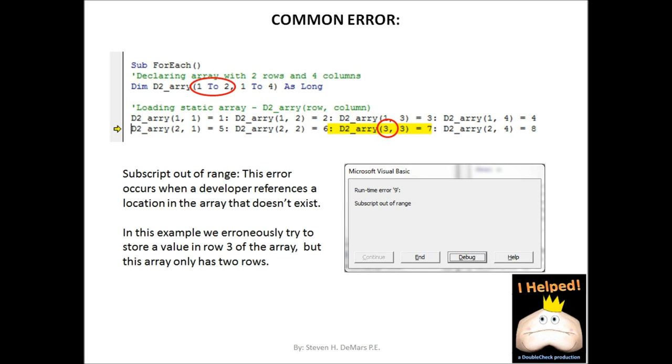Now what I want you to note is that as we assign values to the array, we specify each location where we want a value stored. The error occurs when we try to store a value in a location that doesn't exist. So notice as we specify our locations, we assign values, then we get here and we make a reference to row 3, column 3, and we try and store a value of 7. But as we look at our two-dimensional array that only has 2 rows, we're trying to reference row 3. There is no row 3, and that's where our error occurs.